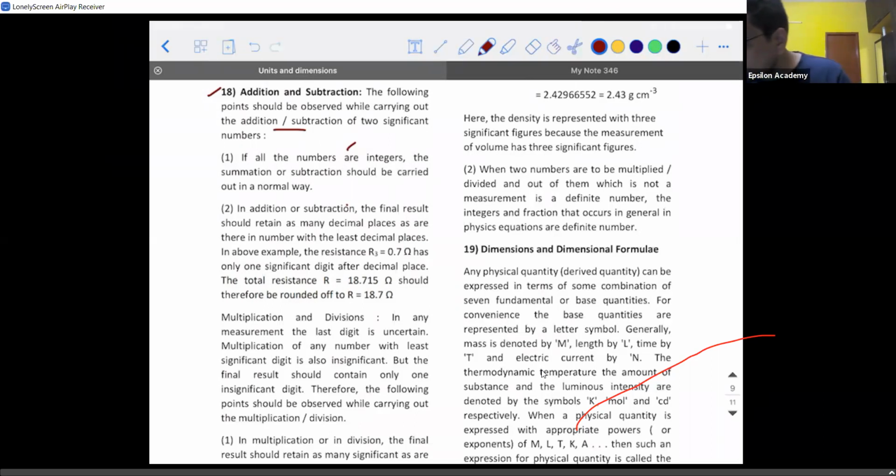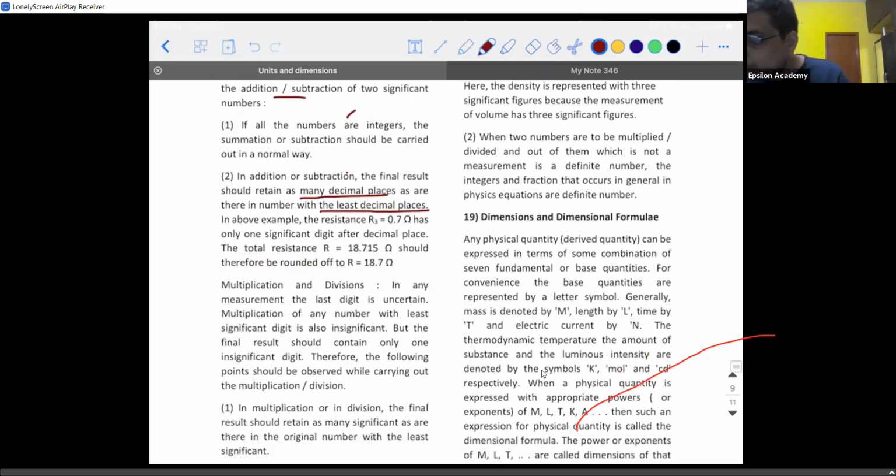In addition or subtraction, the final result should retain as many decimal places as there are in the number with the least decimal places. See, for example, in the previous example, it was 0.7. So the number of decimal places was 1. So your final answer should also have only one decimal value.